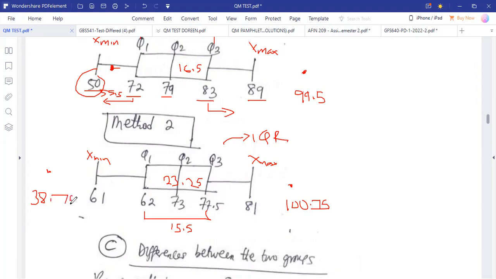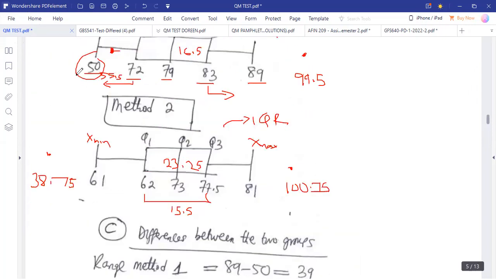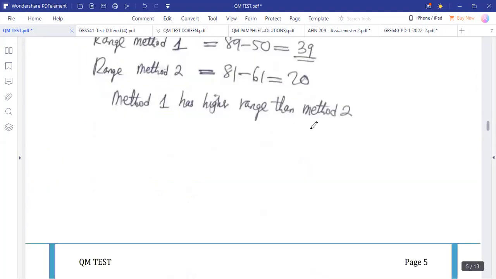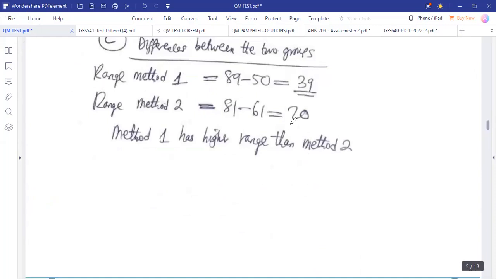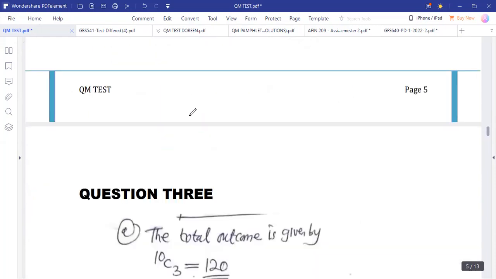And here, do we have an outlier? No, all of them are inside the fences. So what is the difference between the two groups? Number one has an outlier of 50. So when they ask you to explain in that range, one has an outlier.